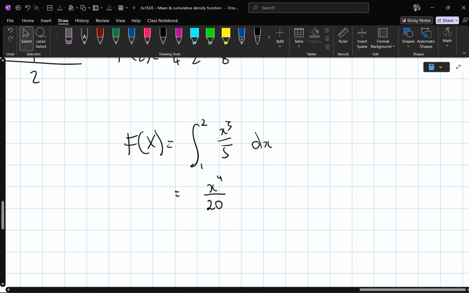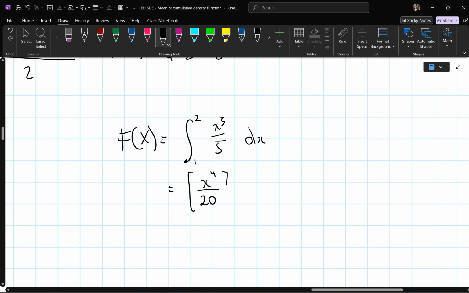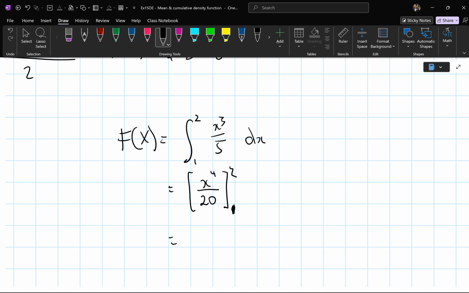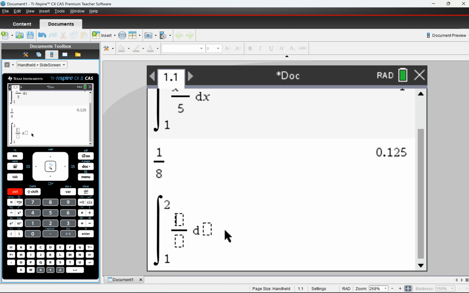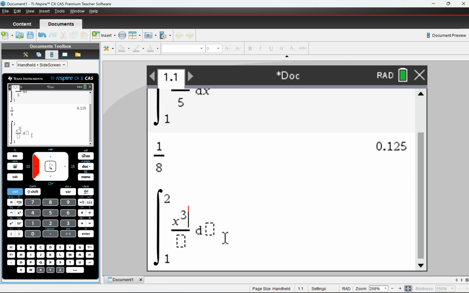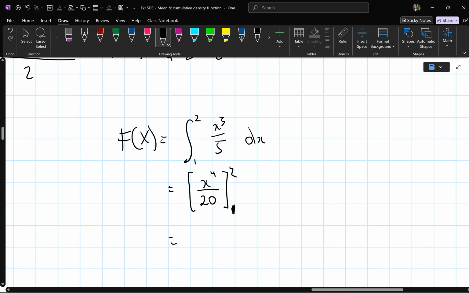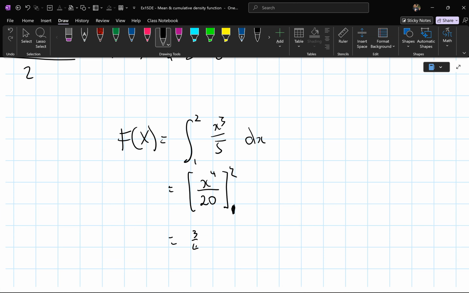Yeah, 1 to 2. Let's see what the area comes out to be. 1 to 2. That gives you 2 to the power of 4. I can't be bothered. I'm just going to use a CAS. Here we go. Whoops. Let's do it again. Why isn't it working? Oh, shift. Shift plus 1 to 2 of x cubed on 5 dx. 3/4. Okay, so this tells me that's 0.75.